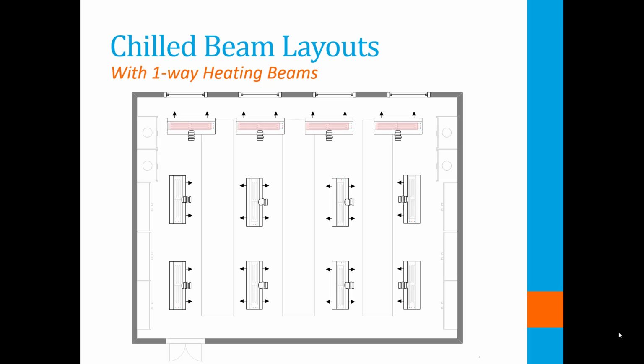An alternative layout that could be considered for labs with high perimeter heating loads is to use one-way beams rotated 90 degrees to throw warm air down the glazing to reduce cold downdrafts during the heating season.